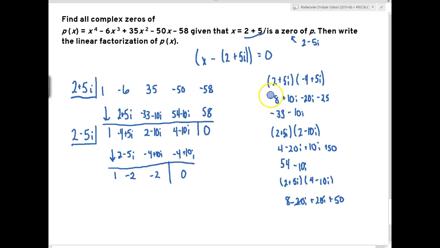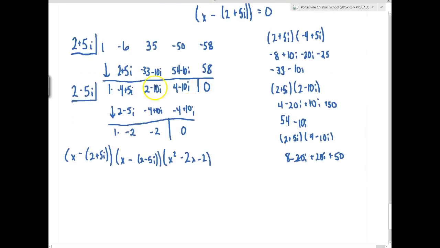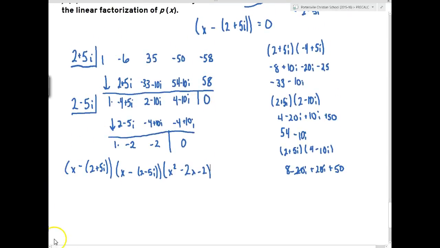So my first factor would be x minus 2 plus 5i. My second factor would be x minus 2 minus 5i. And then I'm left with my third factor. We brought this down from x to the fourth, x cubed, now x squared. So we'd have x squared minus 2x minus 2. So those are my three factors of my original function p.